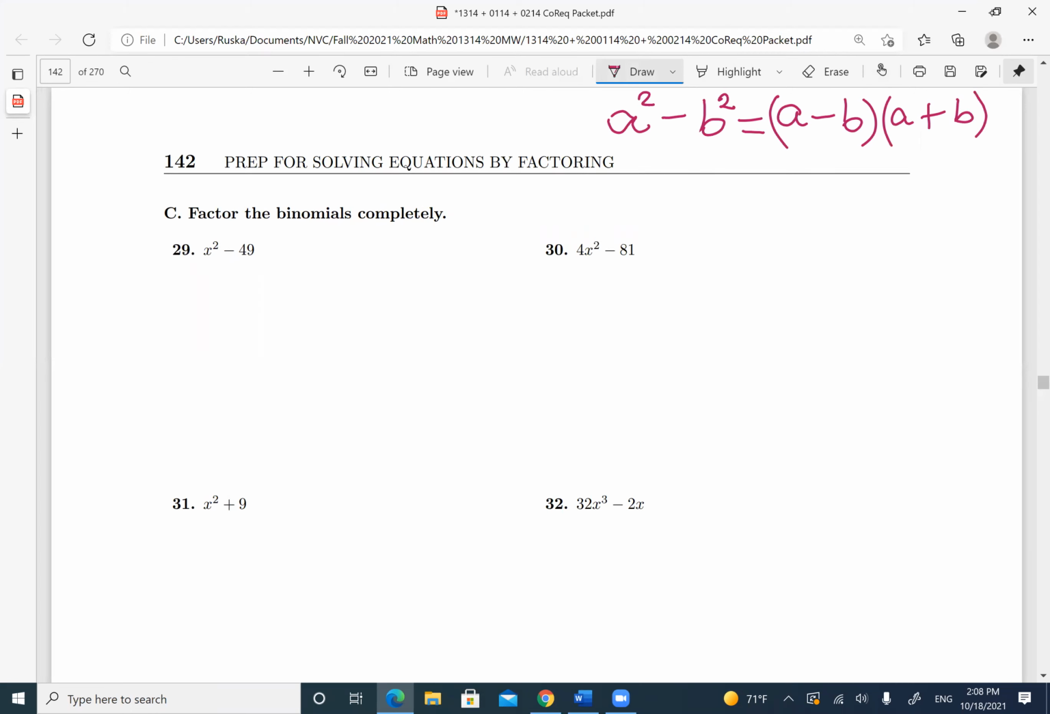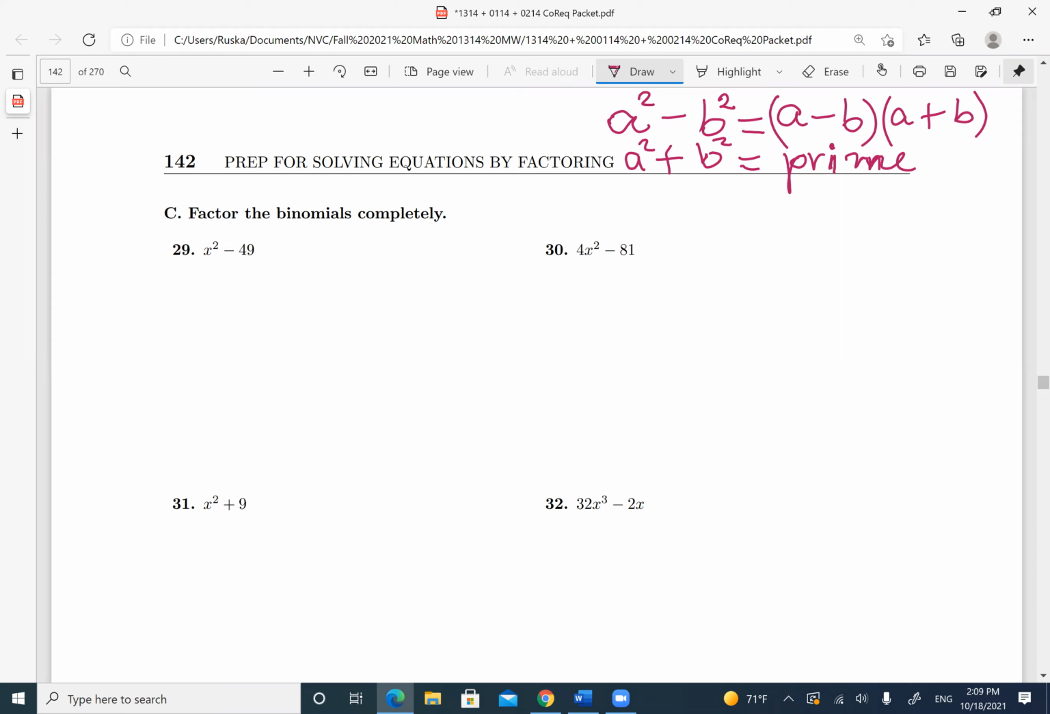So this is how you factor it. And if you have a sum, a squared plus b squared, with plus in the middle, like number 31, you see that? Square plus square, you can't factor this. This is prime. This is the easiest one. You can just put prime. It's not factorable. Make sense?